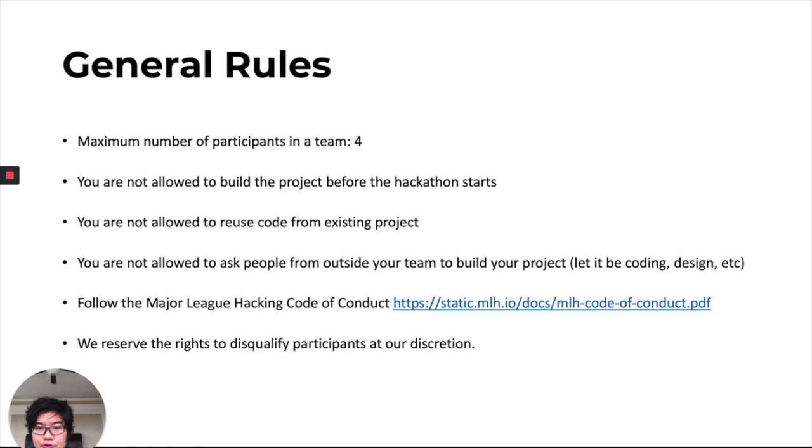Secondly, you're not allowed to build a project before the hackathon starts. And then third, you're not allowed to reuse code from existing projects. So this means that you're not allowed to resubmit your previous hackathon projects. You need to start from scratch as everybody else.